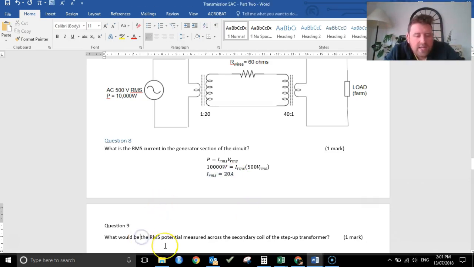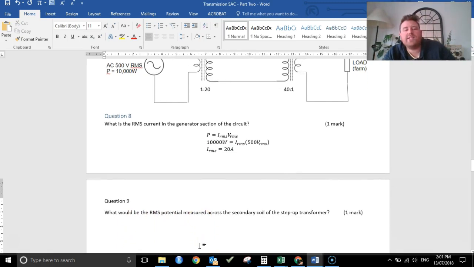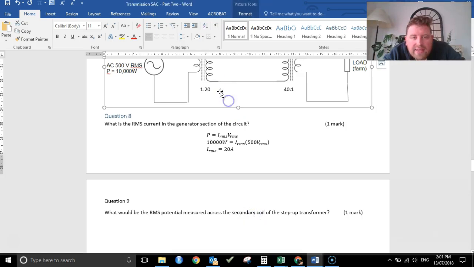Question 9 says, what would the RMS potential be measured across the secondary coil of the step-up transformer? First off, which is the step-up transformer? It's the one where the voltage goes up, which is going to be this 1 to 20, not the 20 to 1. We're being asked for the secondary coil, which is the unpowered side. The powered side is the primary side, and the secondary side is the one that's receiving the power.